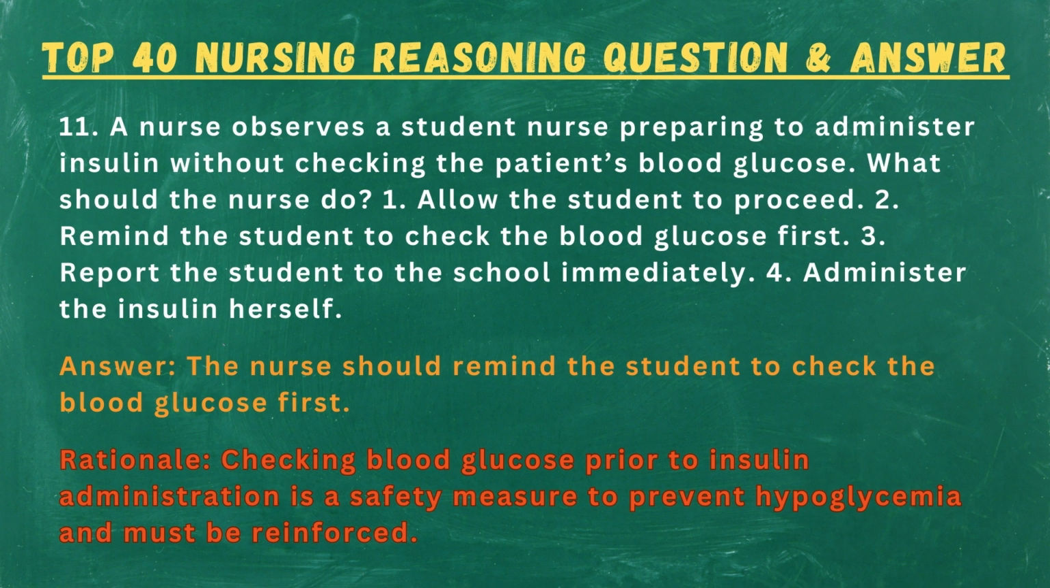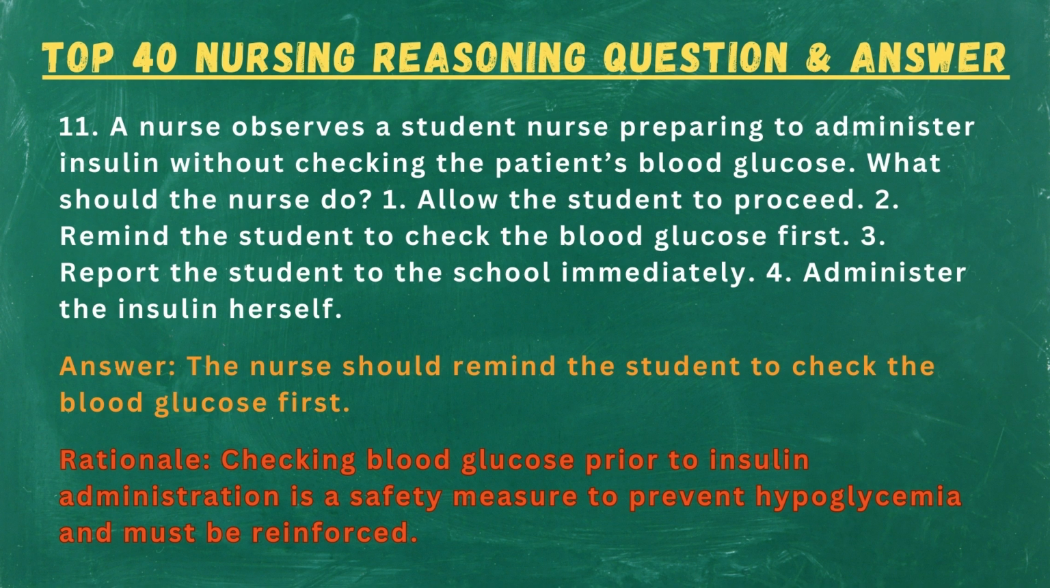What should the nurse do? 1. Allow the student to proceed. 2. Remind the student to check the blood glucose first. 3. Report the student to the school immediately. 4. Administer the insulin herself. Answer. The nurse should remind the student to check the blood glucose first.